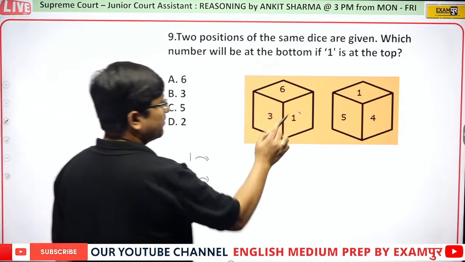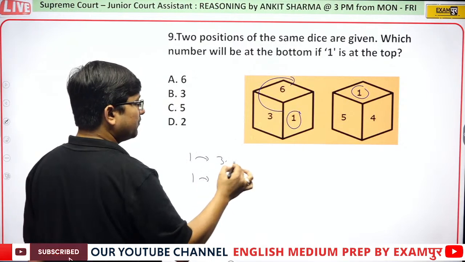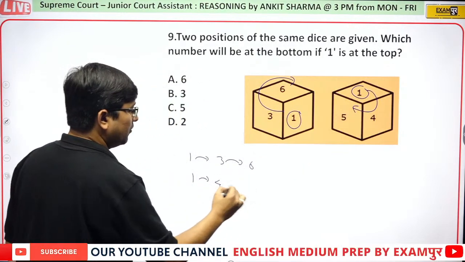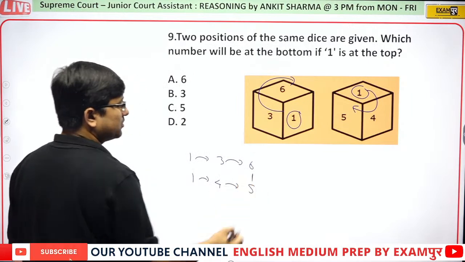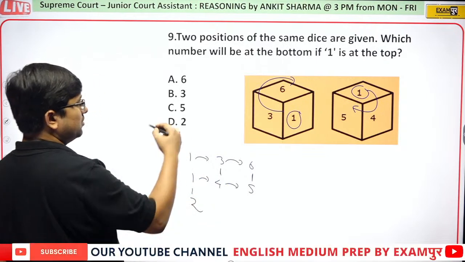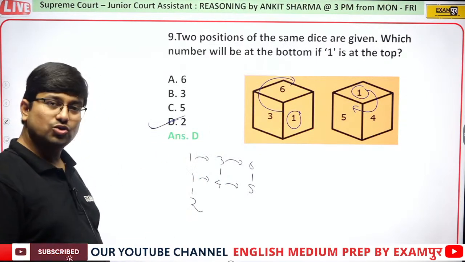So now we will start from the common element, and I will go in clockwise direction from 1 to 3 and then from 3 to 6. Here from 1 to 4 and then 4 to 5. Now if you see, my dear students, opposite to 6 is 5, opposite to 4 is 3, and opposite to 1 is 2. Therefore it's the right answer, option number D, that is 2.